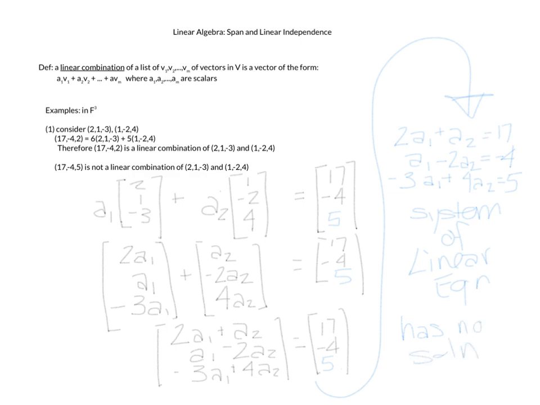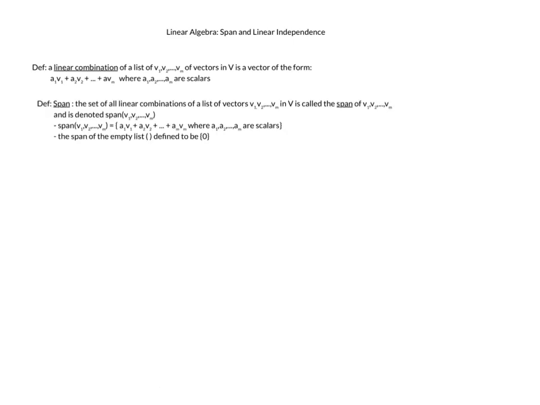So when your two vectors cannot have a linear combination to make a third, then the corresponding system of linear equations has no solution. So the next thing we have is the definition of span.